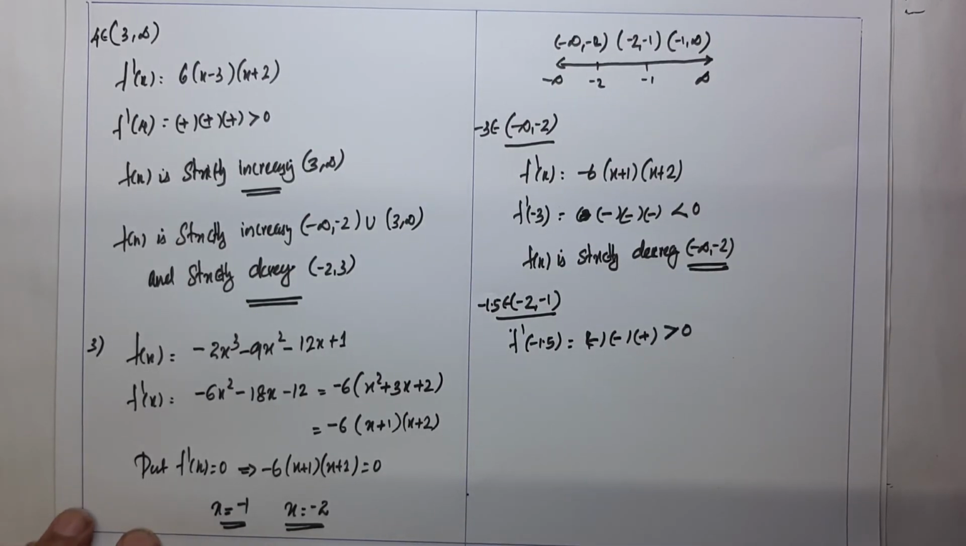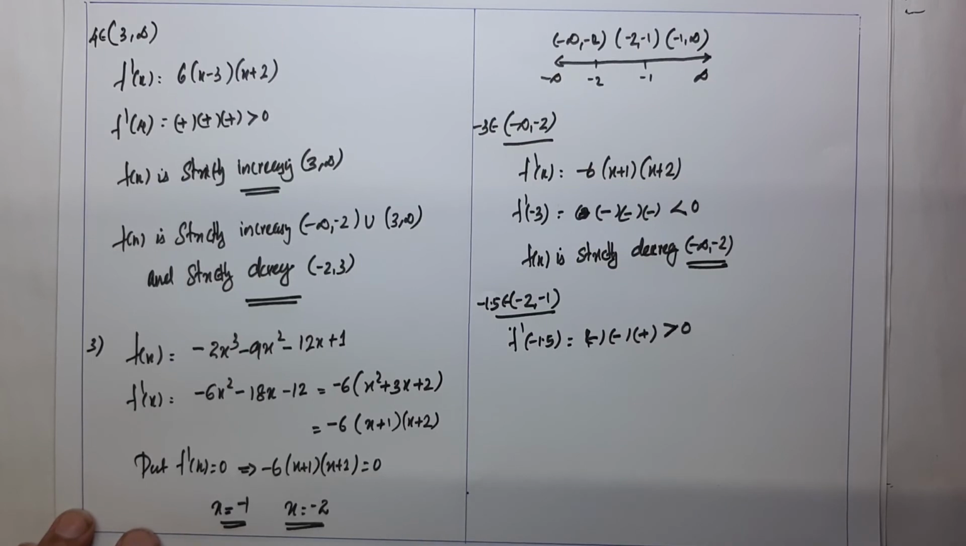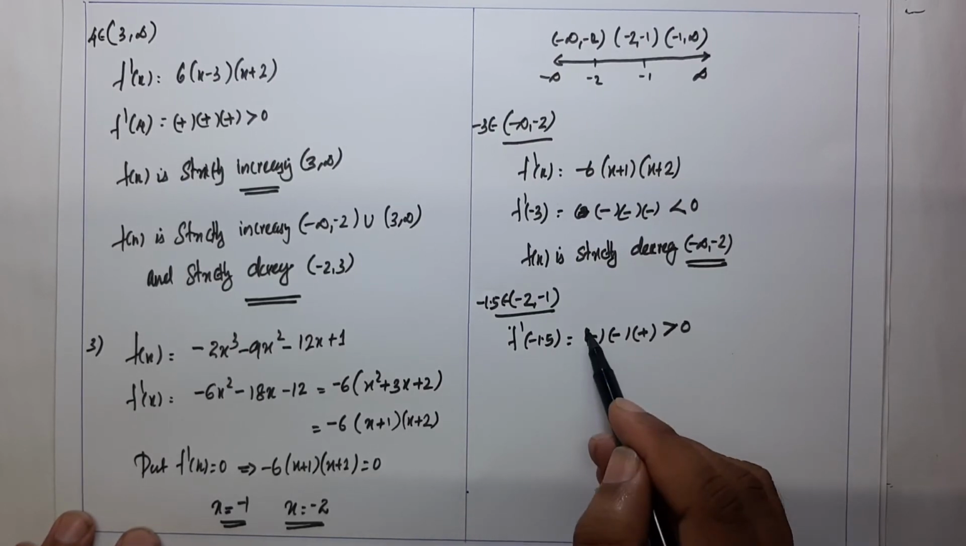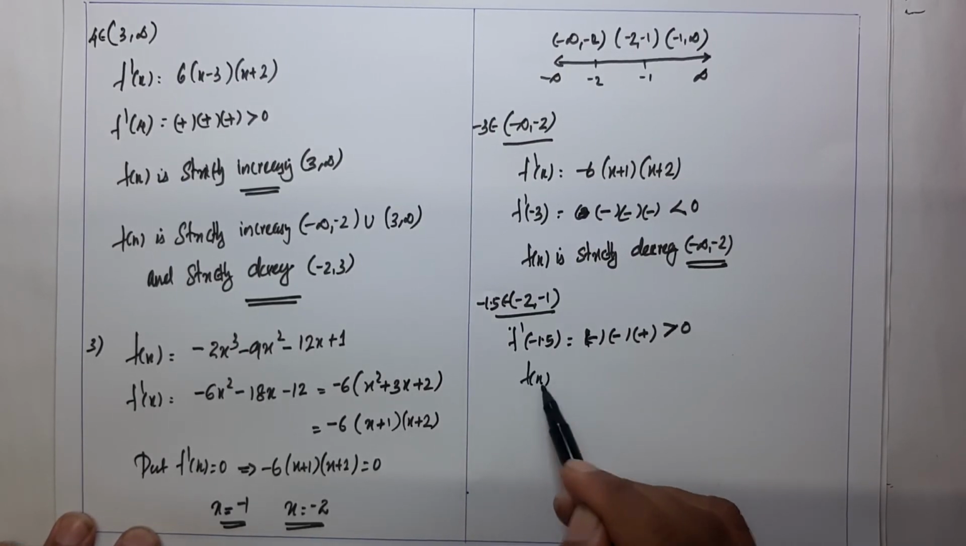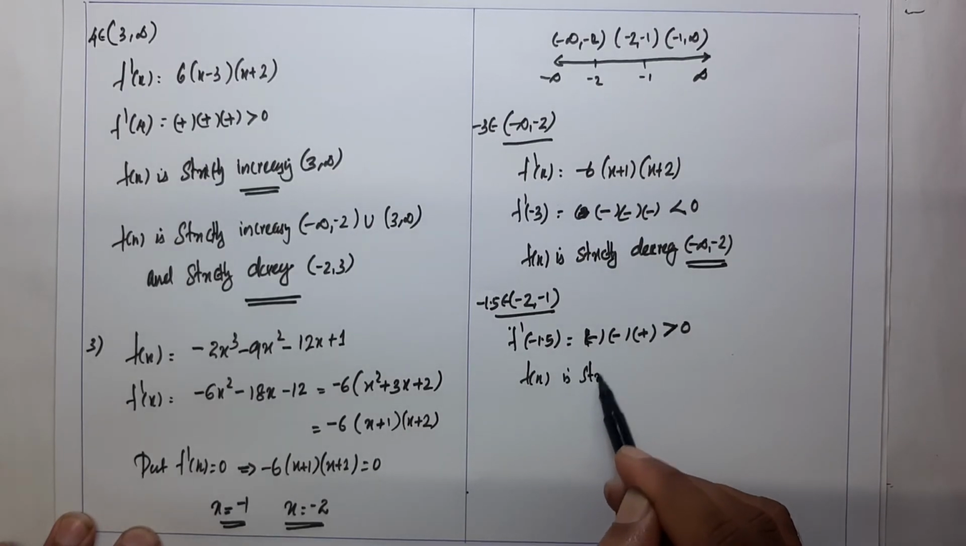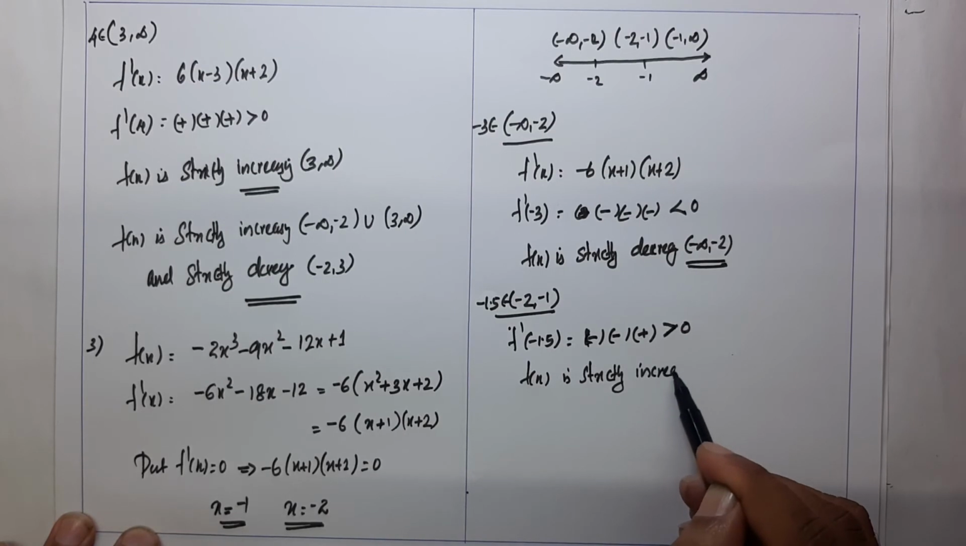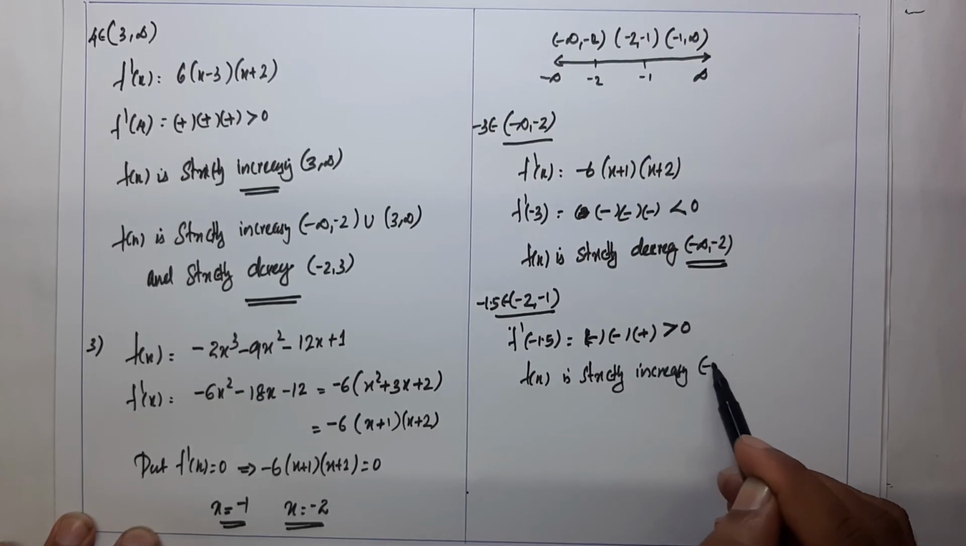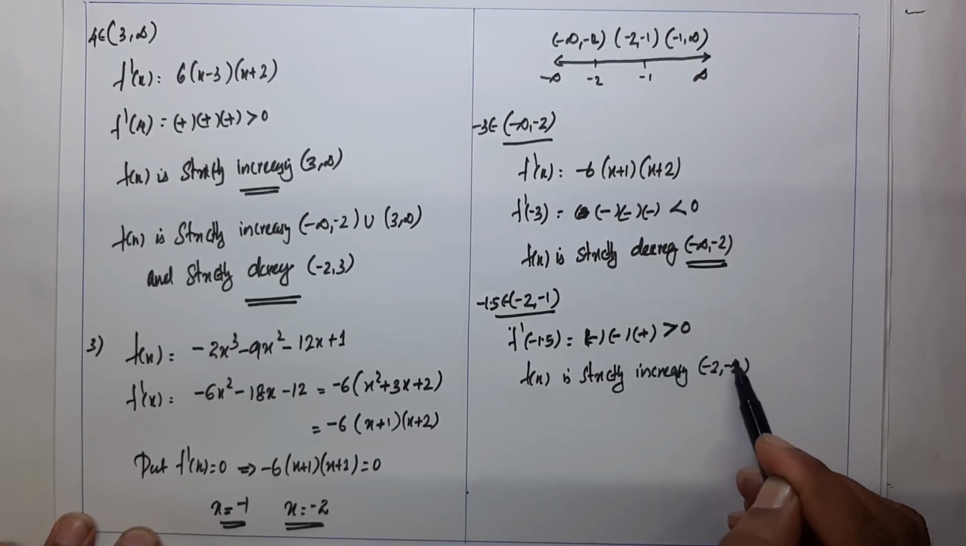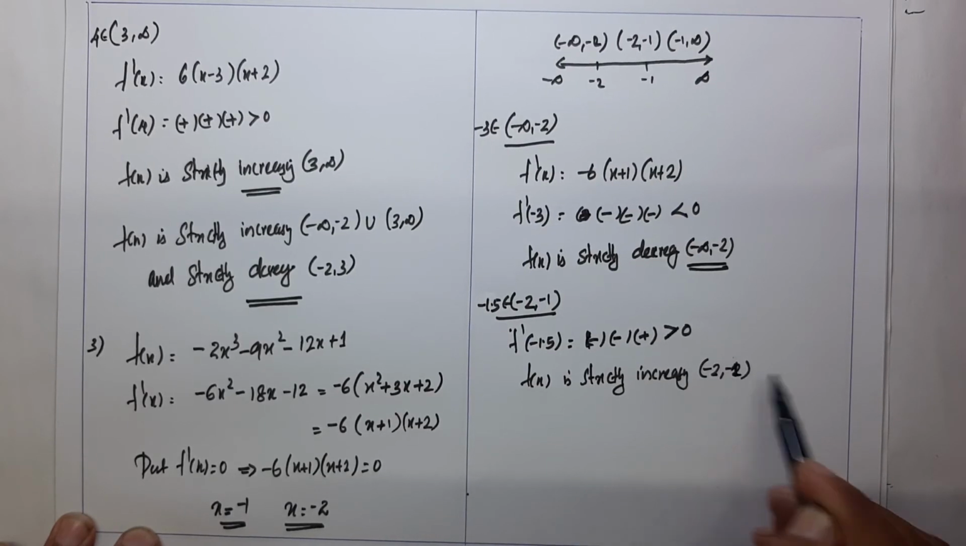Because negative into negative is positive, into positive the answer is positive, which is greater than 0, and therefore our function is strictly increasing. Our function is strictly increasing in the interval minus 2 to minus 1.